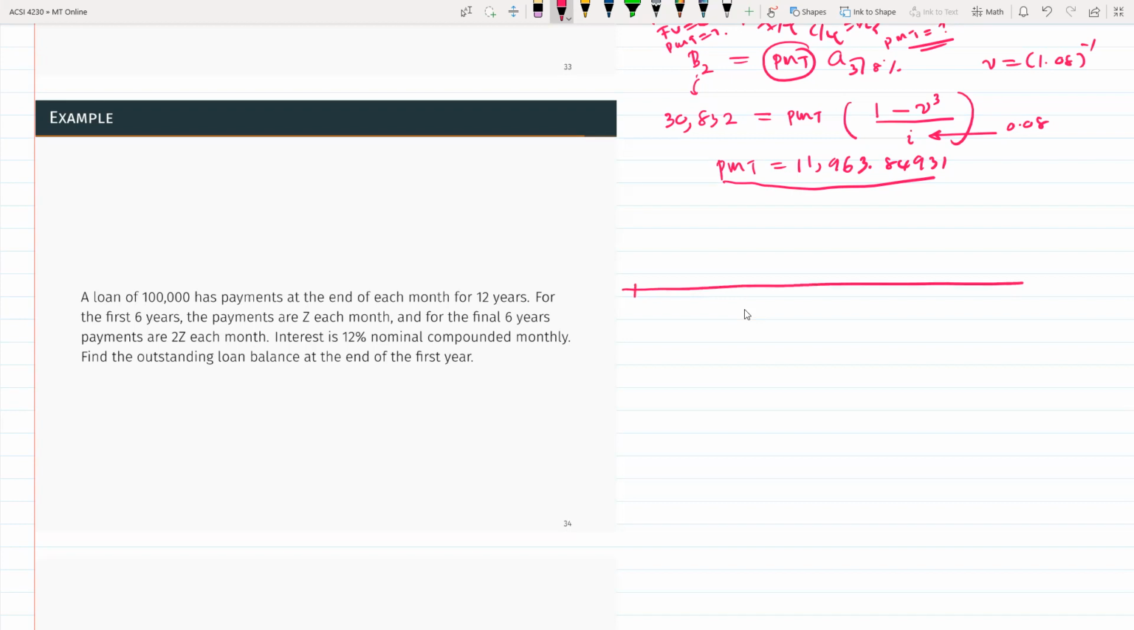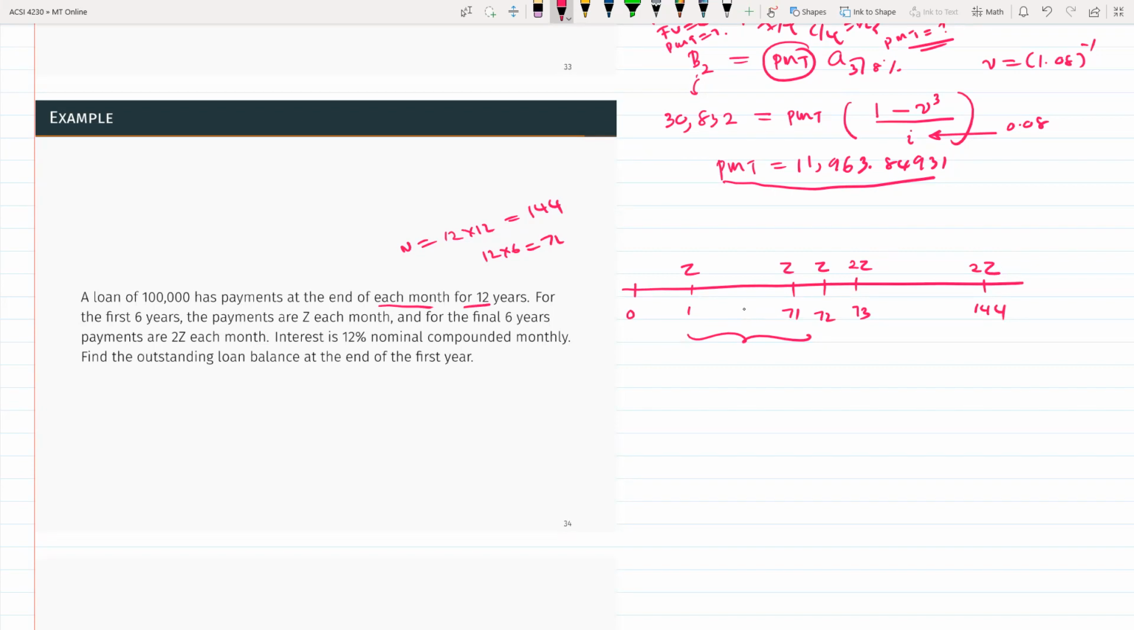So let's draw the timeline and see what this means. Here is 0, here is 1. Payments are each month for 12 years, so it's 12 times 12. N is going to be how many payments? 144. For the first 6 years, that means 12 times 6, which is 72, the payments are Z. Then the final 6 years, the payments are 2Z.